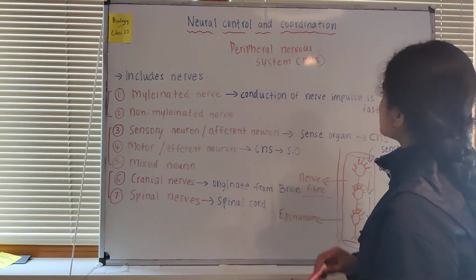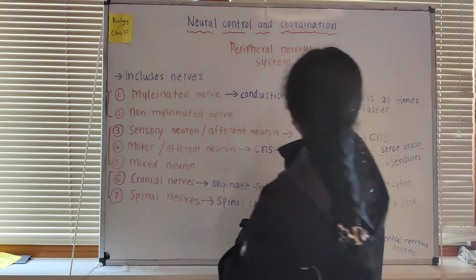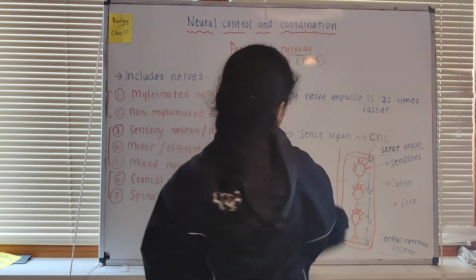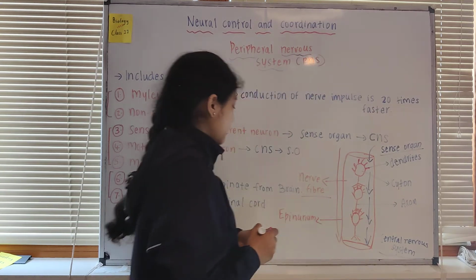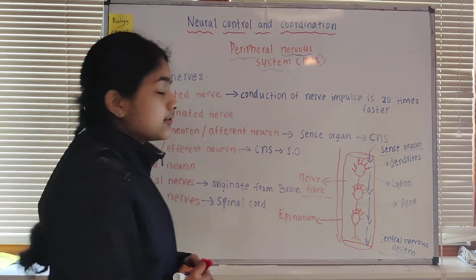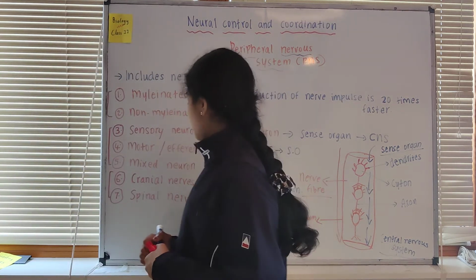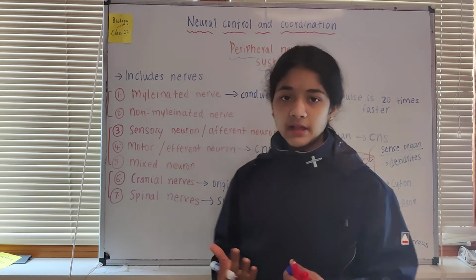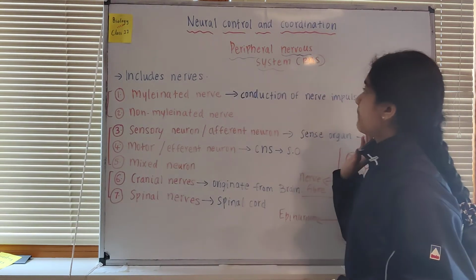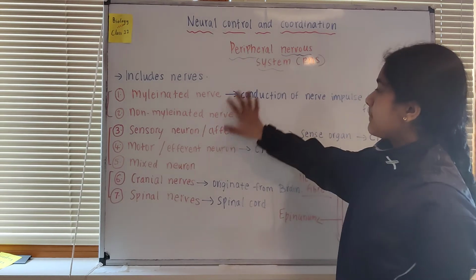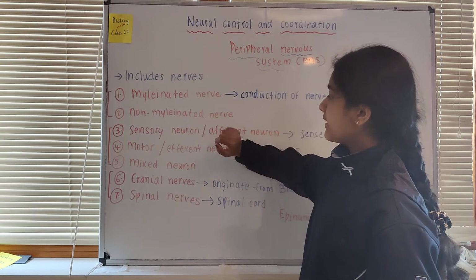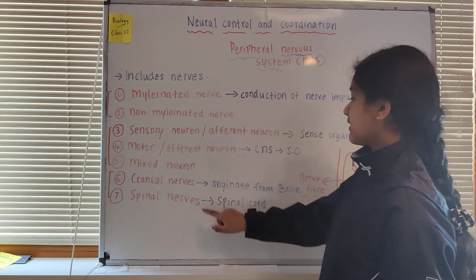So the PNS, or the peripheral nervous system, includes all these nerves, all these nerve fibers and everything. Mainly we have cranial nerves and spinal nerves. Cranial nerves are the nerves that originate from the brain, and spinal nerves originate from the spinal cord. So in this video we discussed the peripheral nervous system. The basic things: we have the different types of neurons: myelinated, non-myelinated, sensory, motor, mixed, cranial and spinal.